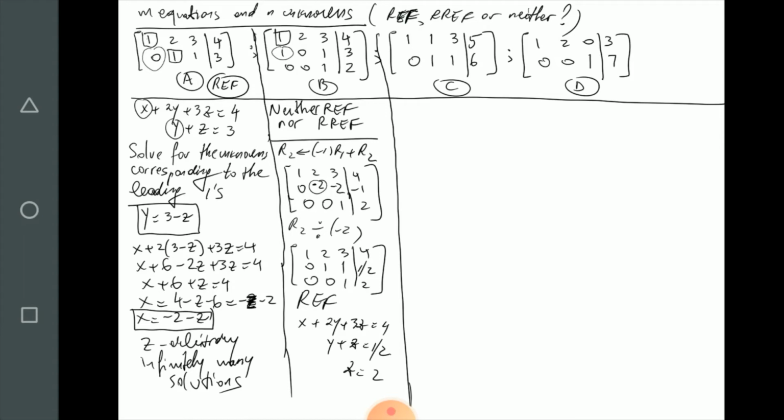But again, the emphasis that I want to make on this example is that it is neither in REF nor RREF. It's somewhere in the middle of the process. So make sure you don't confuse intermediate steps with the reduced echelon form, row echelon form, or reduced row echelon form.